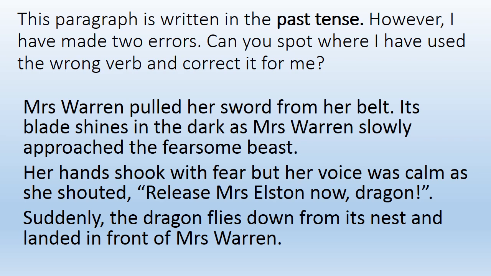So well done, if you could spot the 2 times where we've got our present tense instead of the past tense. First of all, in the second line, it says its blade shines in the dark. Now that's happening right now. If it was in the past tense, this is quite a hard verb, this one. What verb should be the past of shines? You would say the blade shone in the dark. Now that means it's already happened and it's in the past tense.